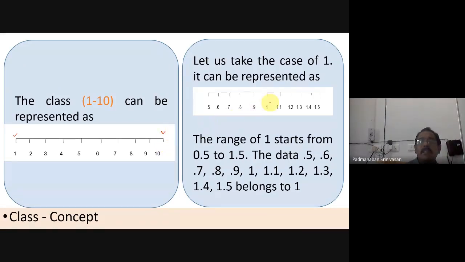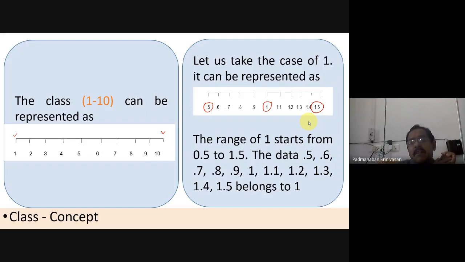And now let us take case 1. What are the values which represent 1? That is what I am going to tell. The values starting from 0.5 to 1.5 literally mean 1 in case of a group, because in a class you are not identified by a single entity, you are identified as a whole. Any number which starts with 0.5 and ends with 1.5 is treated as 1.